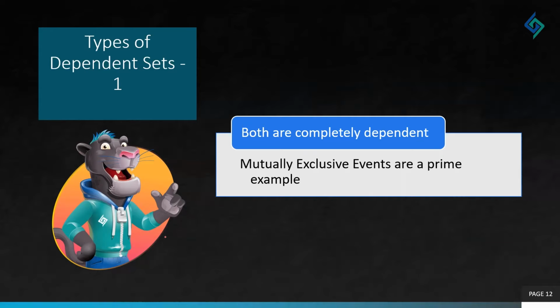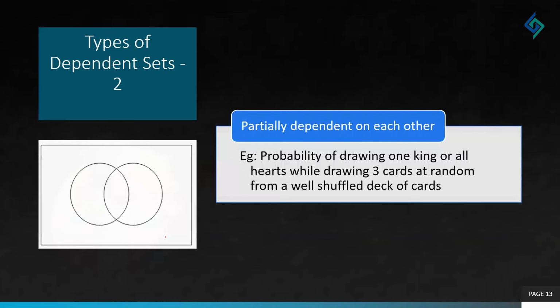You can think of two dependent events like getting a head and getting a tail when you're tossing a coin. So these are completely dependent on each other. And an example of that is mutually exclusive events. Second type of dependent events are ones which are partially dependent on each other. Right? So which means that inside the same probability superset, you have got both the events, but they have an area of intersection, which means there is an area where both of them are happening together. But there is also an area where only one is happening and the other is not happening.